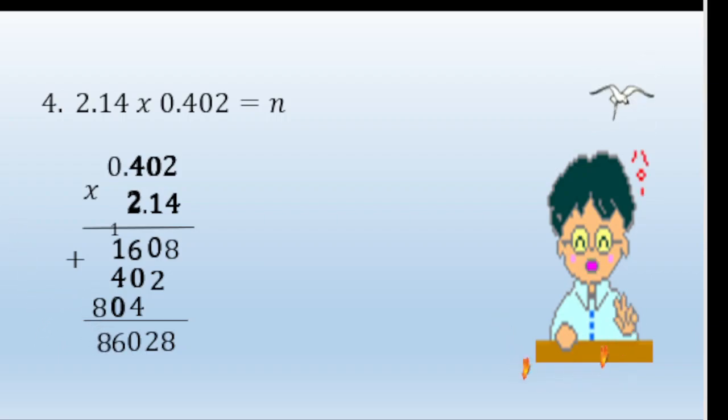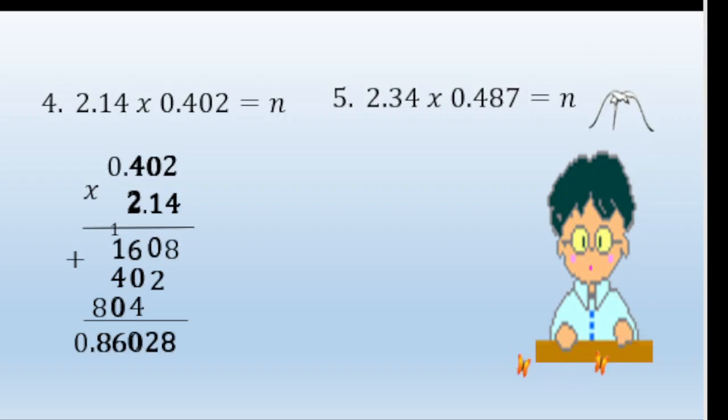So, how many decimal places? There are 5. So, put in the decimal point before 8. So, your answer is 86,028 thousandths. Next, you have 2.34 times 487,000.